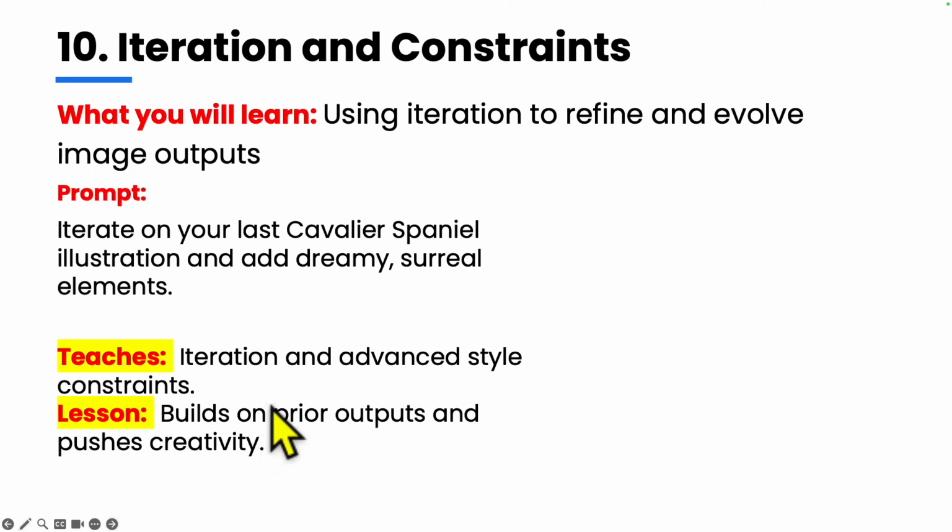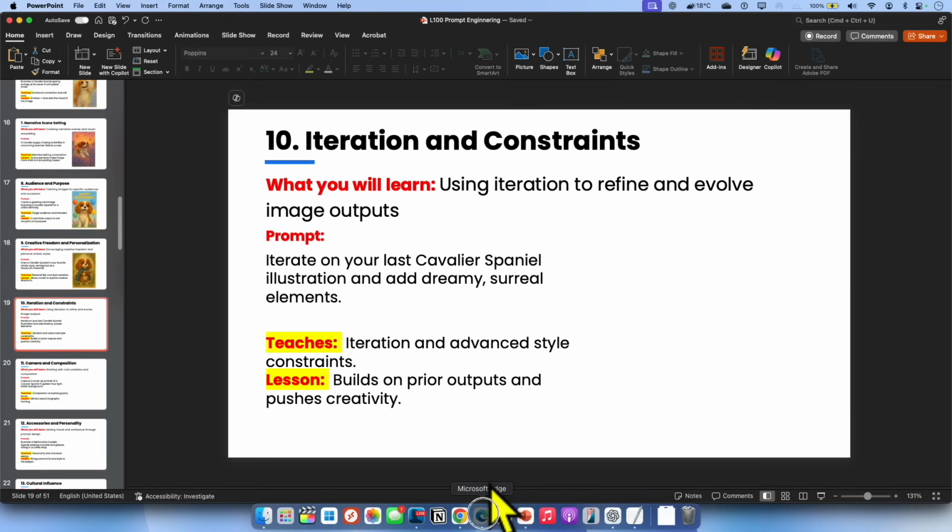So the model can understand that and put that into the details. The lesson we are learning here is you can build on top of your prior output and it pushes the creativity. So you already got an amazing output. If you're happy, you can keep it and start moving on to the next one. But if you want to push and see what you can explore further, then I would encourage you to iterate on top of it. So now let's go back and see the output.